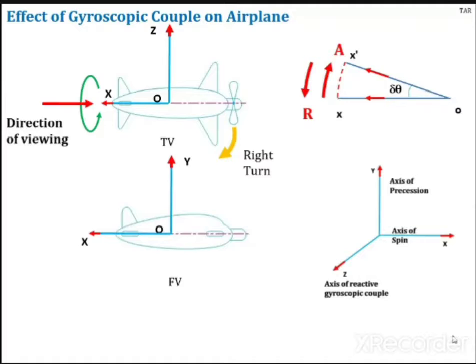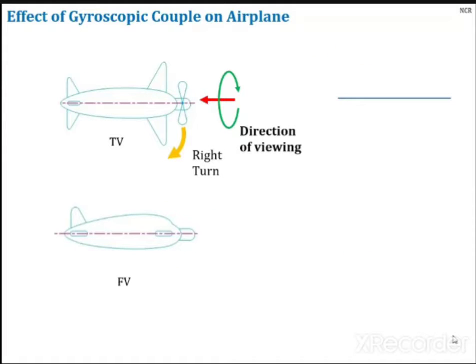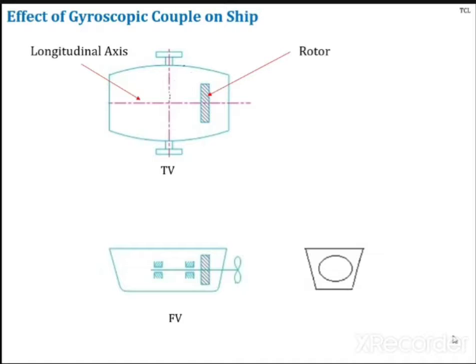Now you have understood. See, there are many conditions. I have a time limit, so I cannot go through all the conditions. So now I will move on to the effect of gyroscopic couple on a ship.